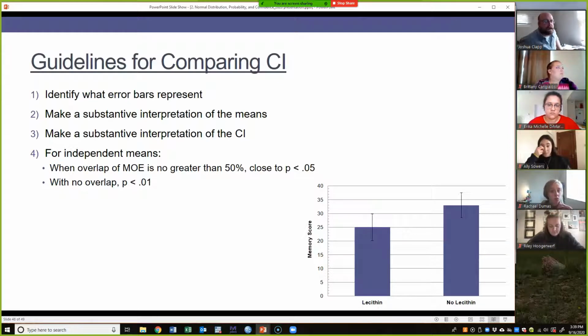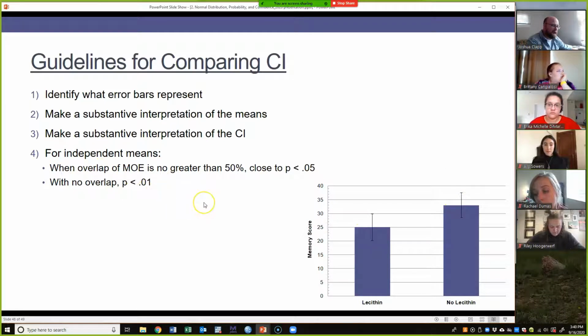Some guidelines for comparing confidence intervals. Again, you've got a really excellent paper assigned, the Cumming and Fitch paper, that starts to talk about this. Make sure to go through and read that carefully. First thing we always want to do in any type of graph is identify what our error bars mean. Are they standard errors? Are they confidence intervals? Make sure that you're clear on that. Make sure that we know what the means are. Make sure that we have a good interpretation of our confidence bounds.